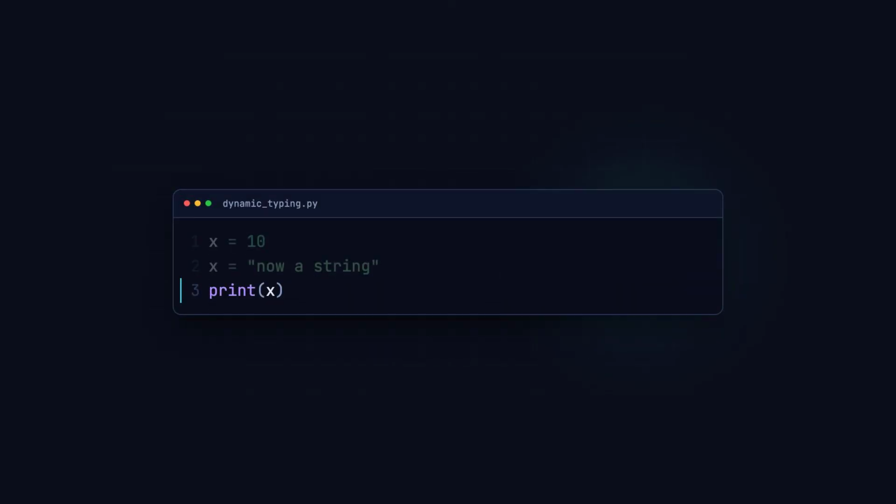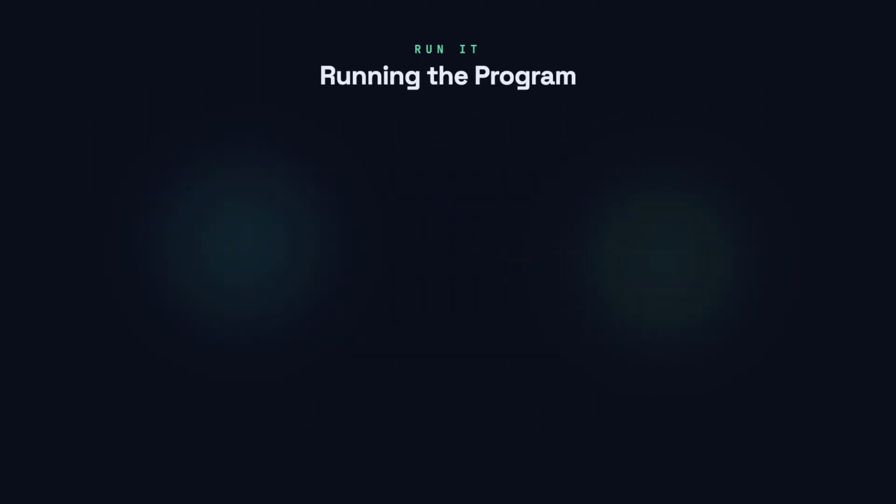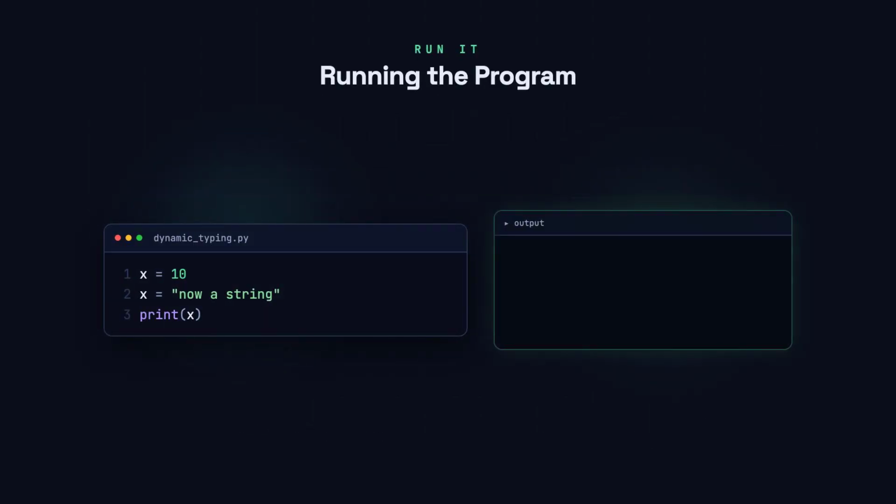Line 3. Print asks what X is pointing to right now. The answer is the string, "now a string", so that is what gets printed to the screen. Let us run it. The output is exactly, "now a string", confirming that X successfully switched from an integer to a string with no complaints from Python.